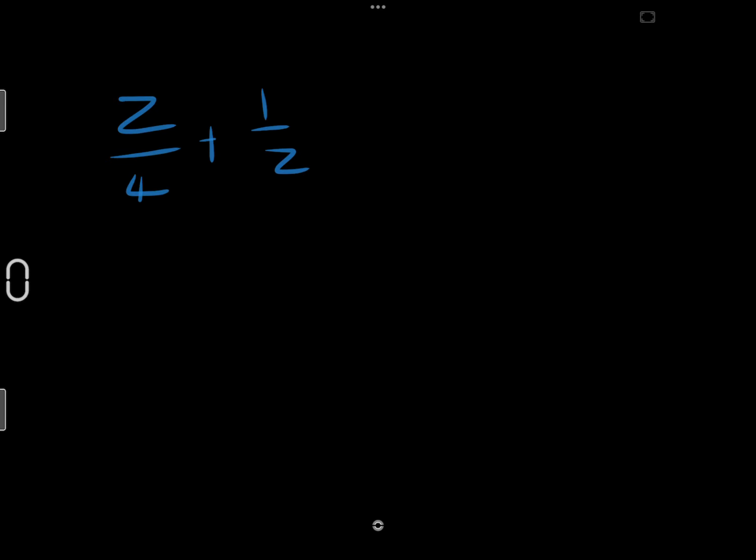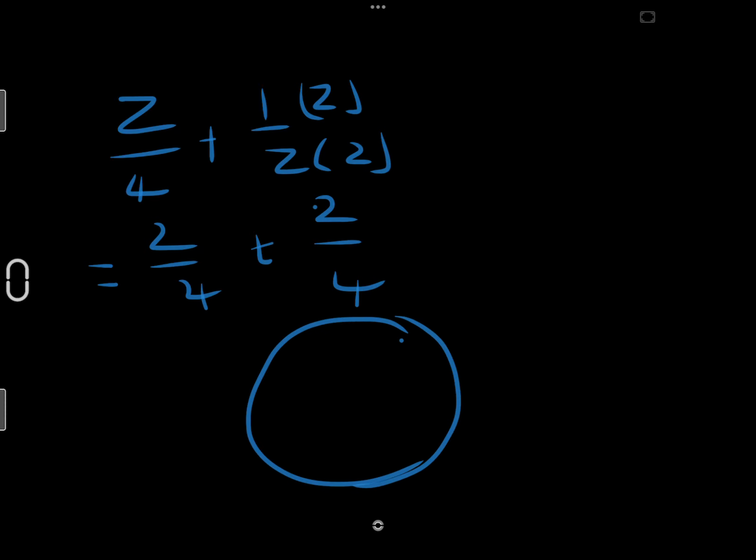Now, notice here, to get these denominators to be the same, I had to multiply by 2, and I had 2 over 4, and then adding that, I had 2 over 4. Now, notice what I have to do here. Okay, let's try and illustrate this concept further.